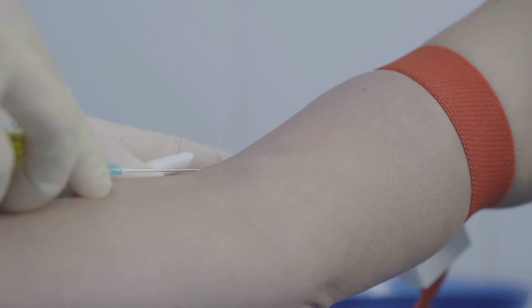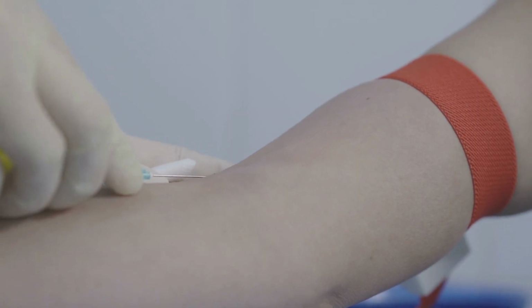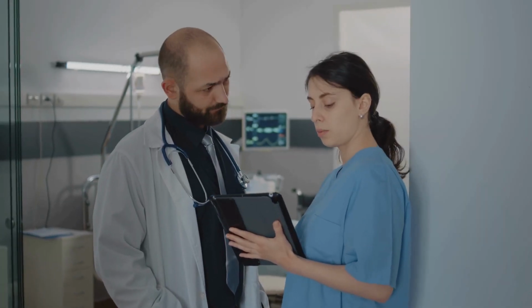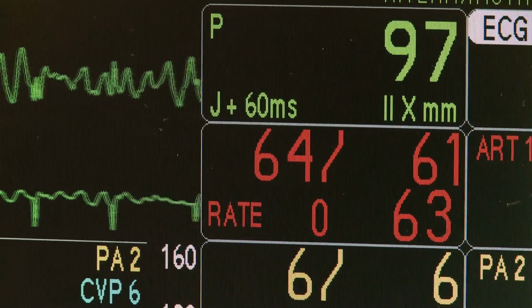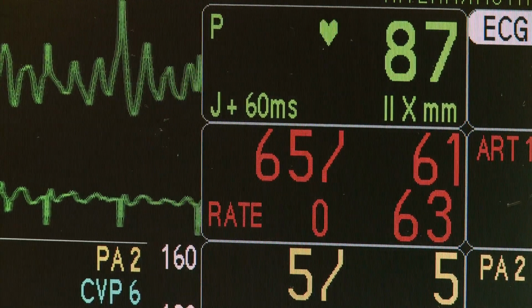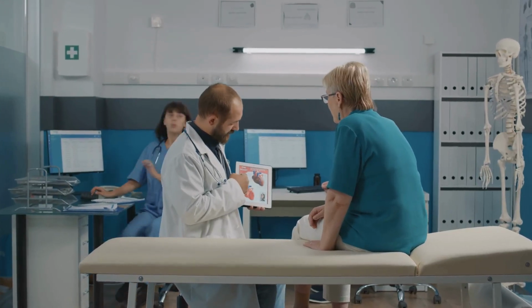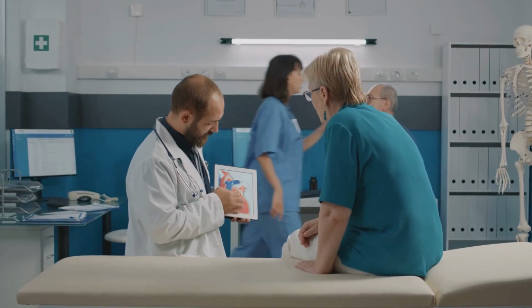Mr. Chen's arterial blood gas, ABG, results are back. They show pH 7.30. His PaCO2, or carbon dioxide, is 55 millimeters of mercury. His PaO2, or oxygen, is 60 millimeters of mercury. His HCO3, or bicarbonate, is 26 milliequivalents per liter.